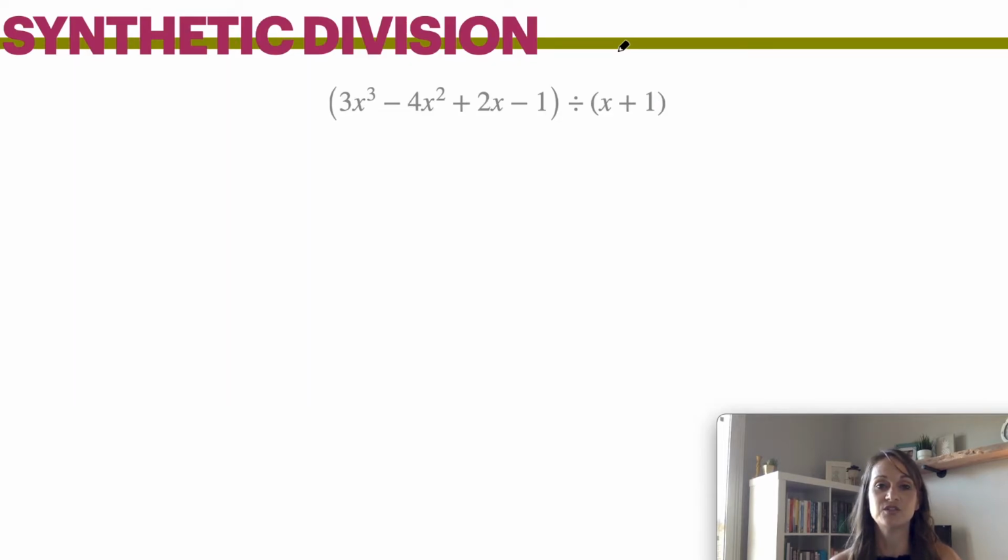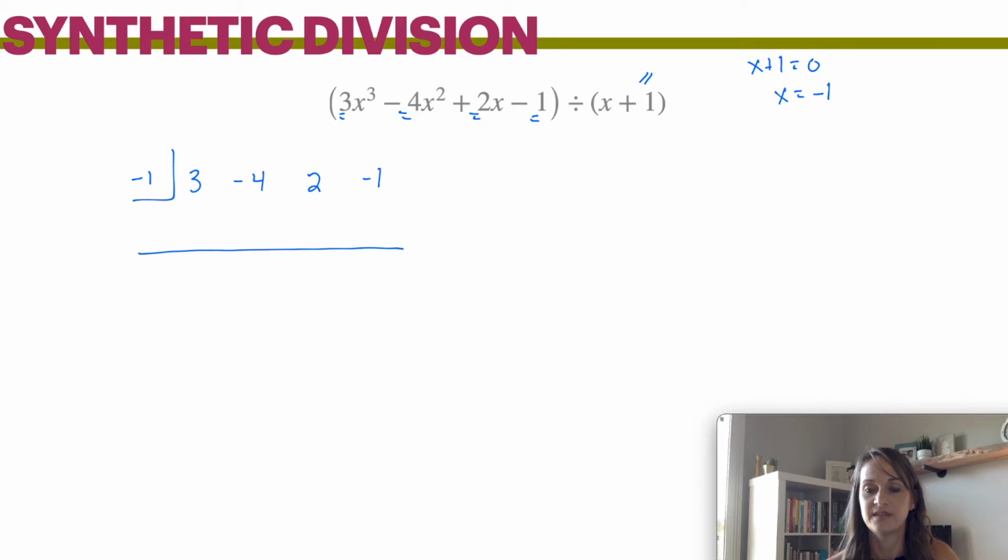Thankfully, you do not have to do long division all the time. So to set up a synthetic division, here is what you do. You're going to take the divisor, set it equal to 0. If you were to take x plus 1 and set it equal to 0, you will get x equals negative 1. So negative 1 is what goes in the shelf, and then you're going to write the coefficients next to it. So you have 3, negative 4, positive 2, negative 1.